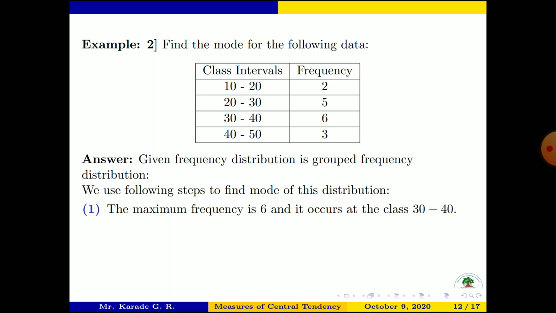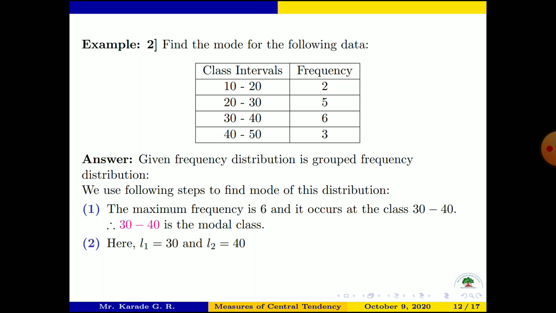What is our first step? Our first step is to find the modal class, which is the class corresponding to the maximum frequency. Here the maximum frequency is 6 and it corresponds to the class 30 to 40. So we write the first step here: the maximum frequency is 6 and it occurs at the class 30 to 40. Therefore our modal class is 30 to 40.